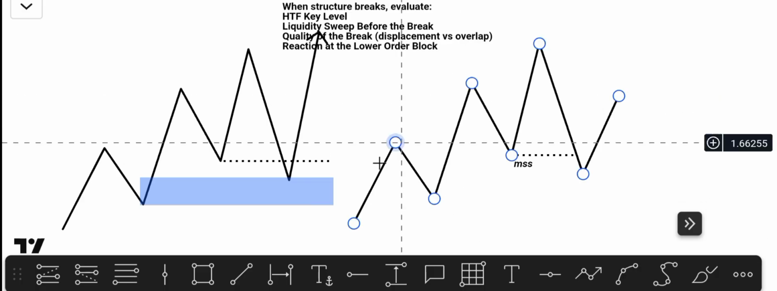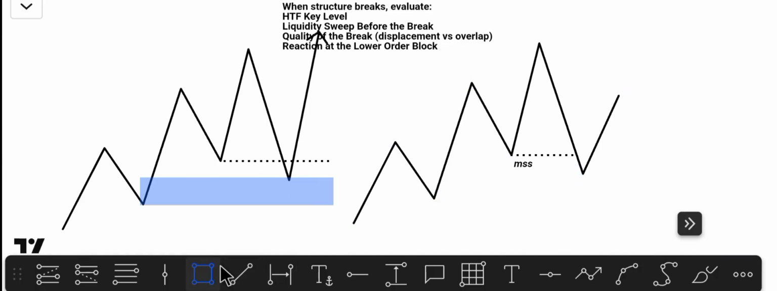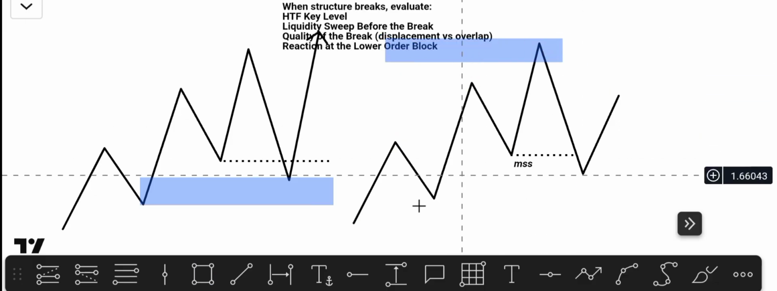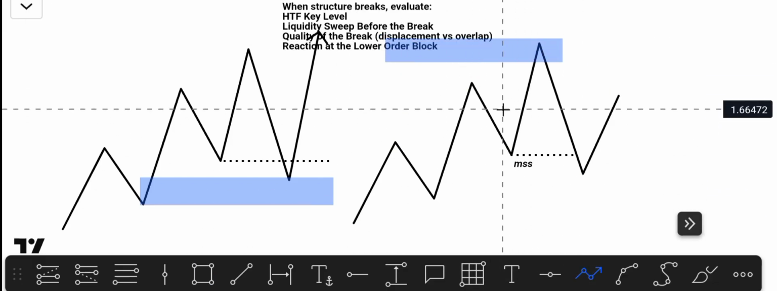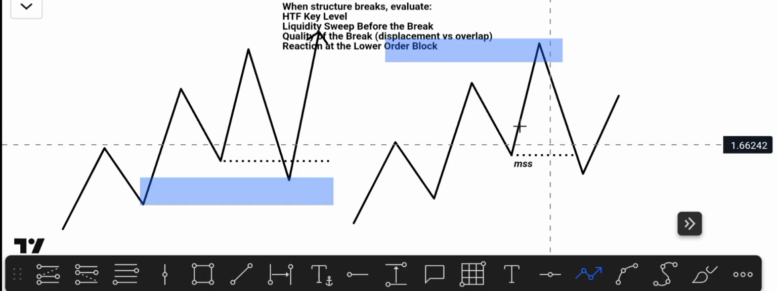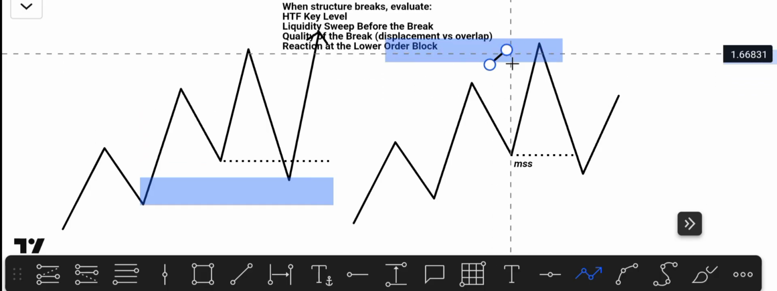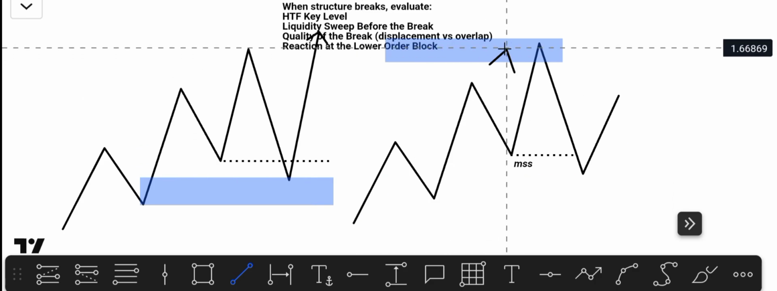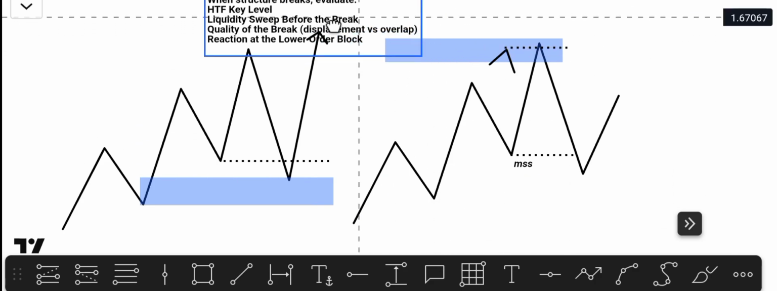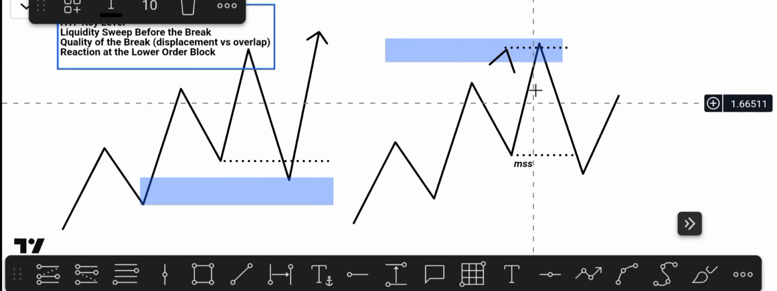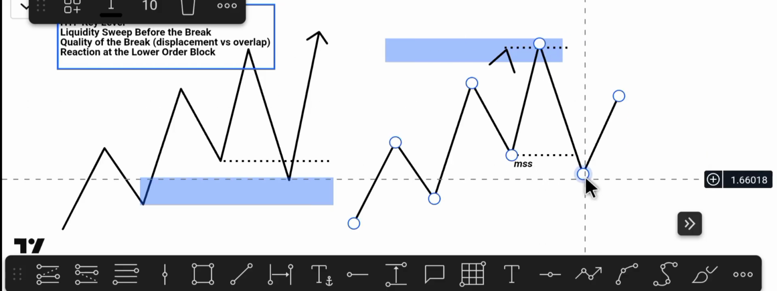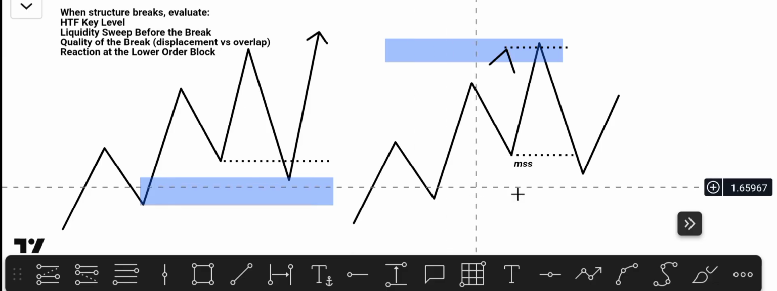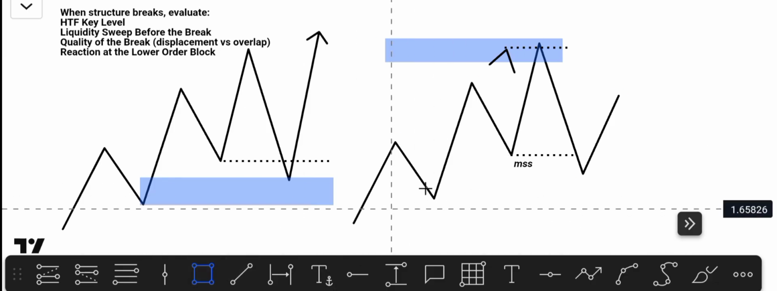But in the case of a market structure shift, you want to see that price actually traded to a higher time frame key level. Then you want to see that there is some form of structural liquidity price swept before this break of structure. Now the next thing you want to look for is that this last leg of price is violent. You want to see that it's aggressive.